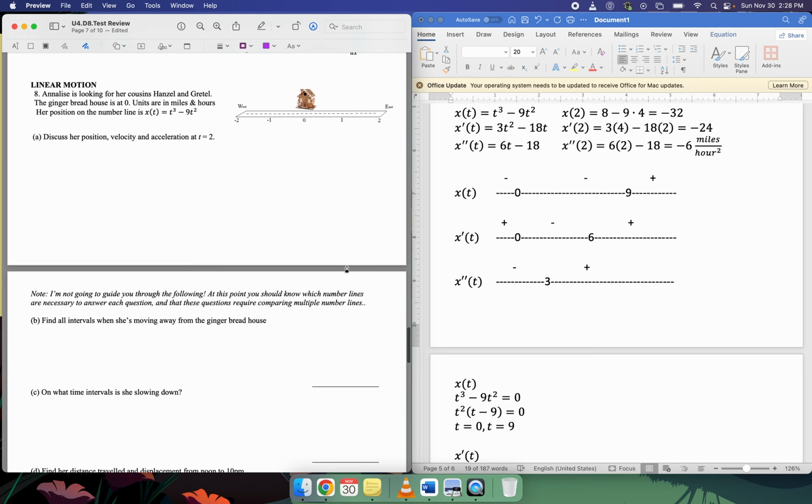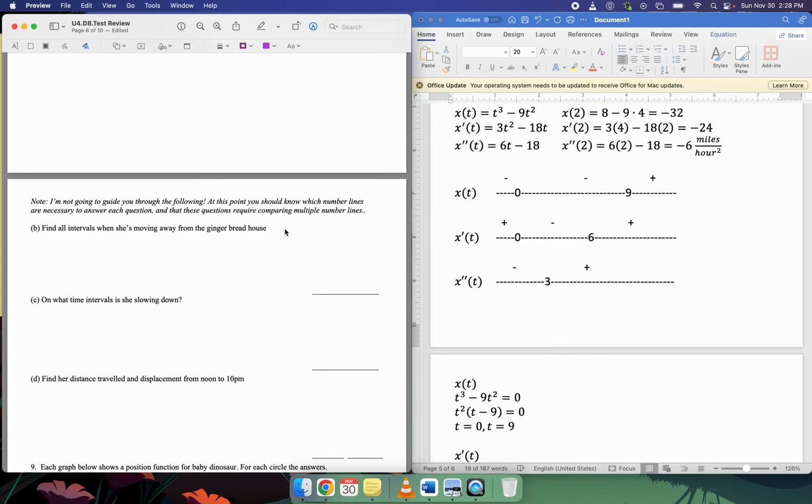The gingerbread house is located at the origin, so that's just asking when is she moving away from the origin. That occurs when position and velocity have the same sign. So when does that happen? I'm just focusing on these two number lines here. When do these guys have the same sign?